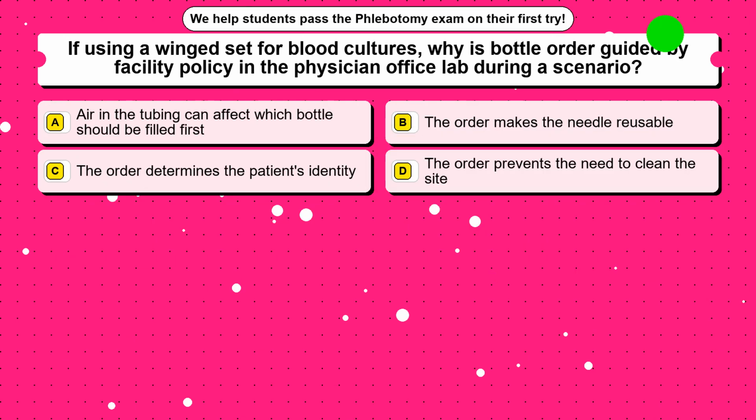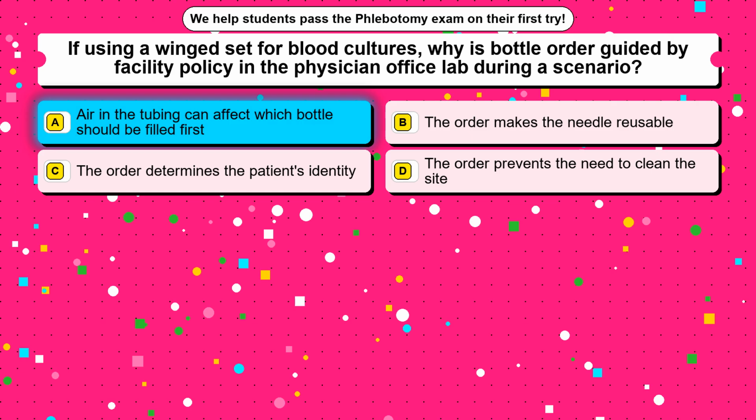Question 71. If using a winged set for blood cultures, why is bottle order guided by facility policy in the physician office lab during a scenario? Option A. Air in the tubing can affect which bottle should be filled first. Option B. The order makes the needle reusable. Option C. The order determines the patient's identity. Option D. The order prevents the need to clean the site. The correct answer is option A.